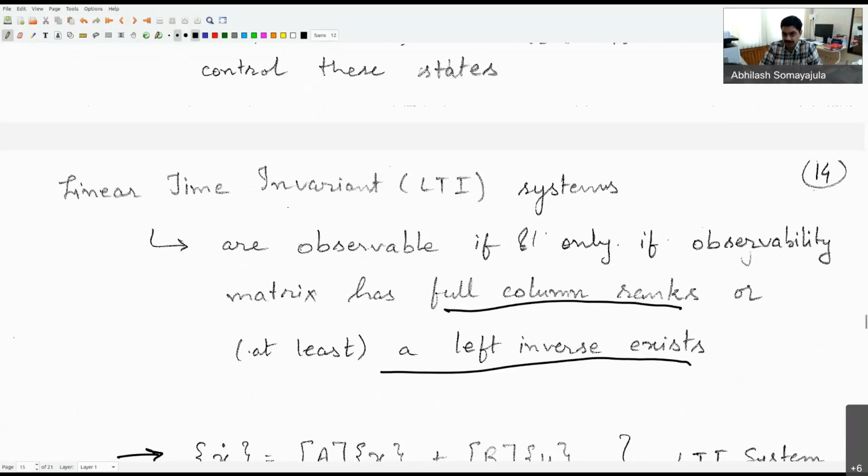Even if it doesn't have full column rank, can we find a left inverse for that matrix? You can look up these definitions later from a linear algebra perspective. What is a left inverse of a matrix? You can look it up. But for our purposes, as long as the system has full rank, the system is observable, and in that case all the internal states of the system can be precisely estimated. As long as the observability matrix has full rank, we know that we can estimate all the states of the system, which can then be passed back to our feedback system.